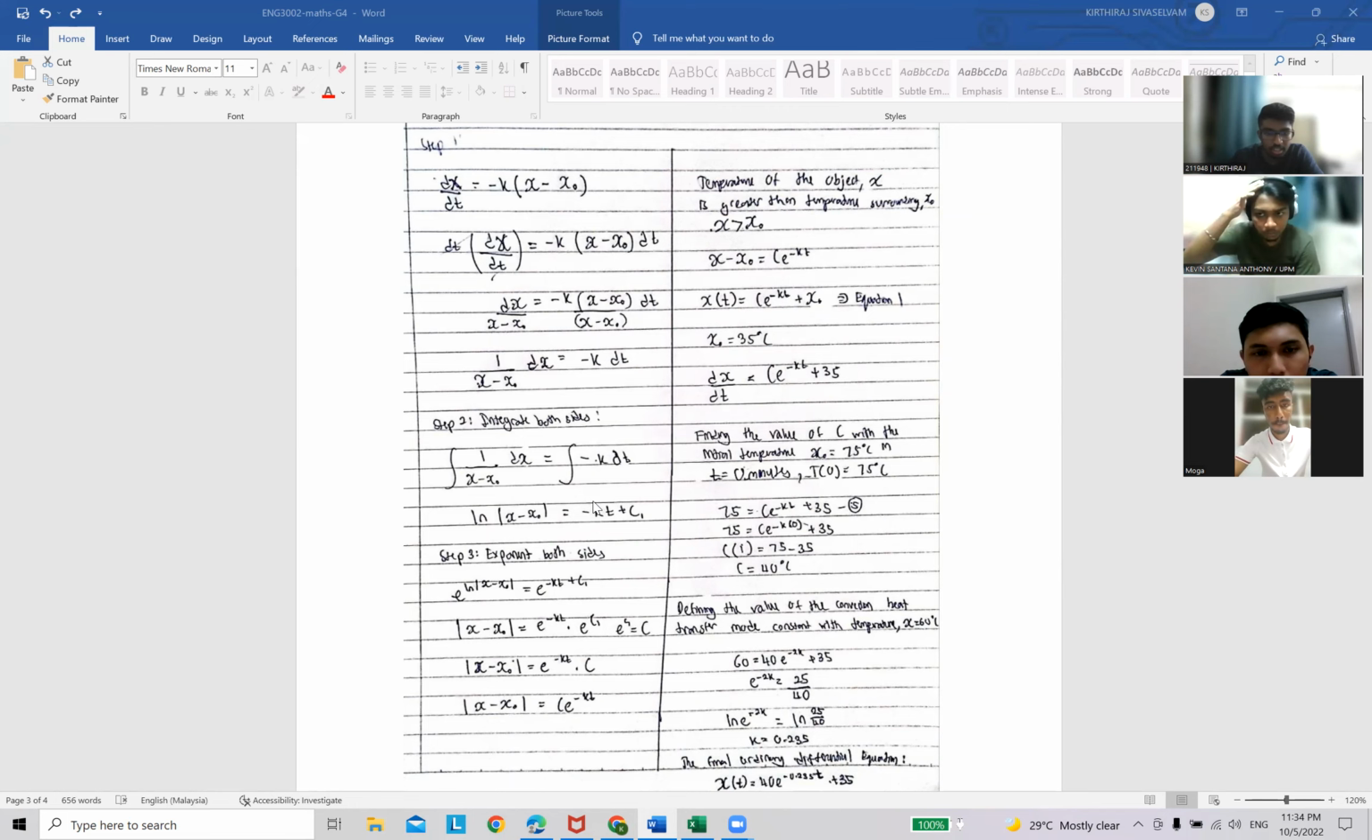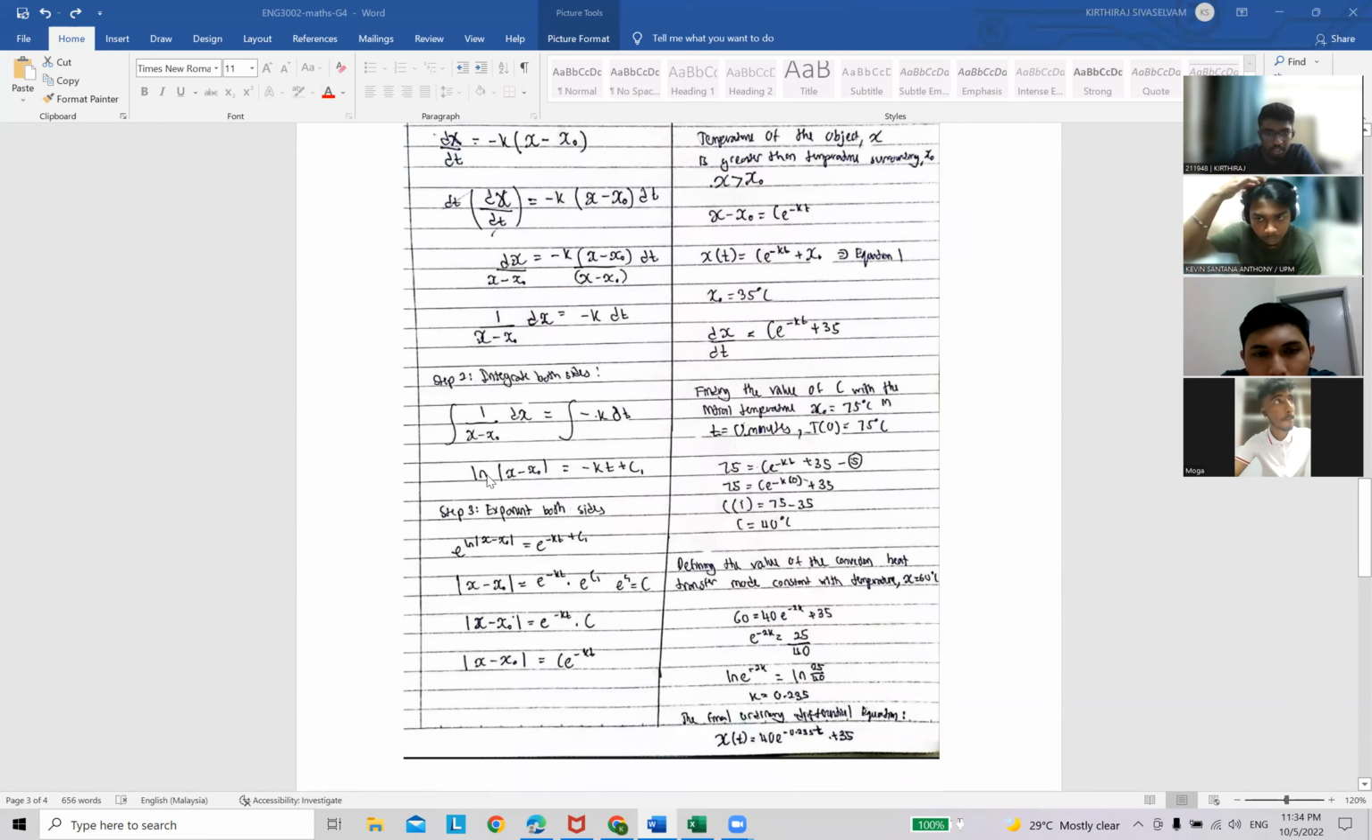After we integrate, we will get ln of (x minus x naught) equals negative kt plus c, which is another constant we receive doing this kind of equation. After that, we exponentiate both sides, and we finally end up with the modulus of x minus x naught equals C, this is a constant, times e to the power of negative kt.